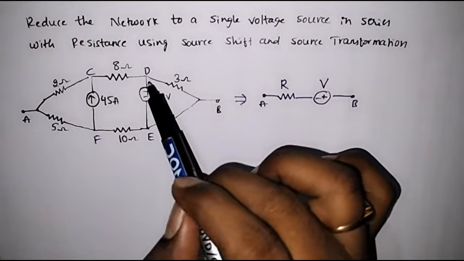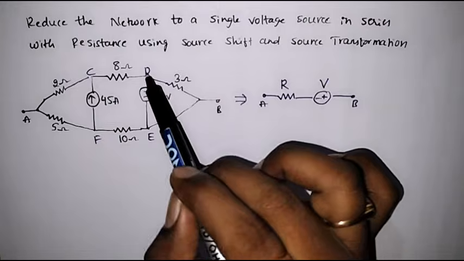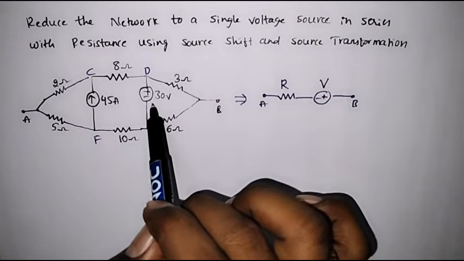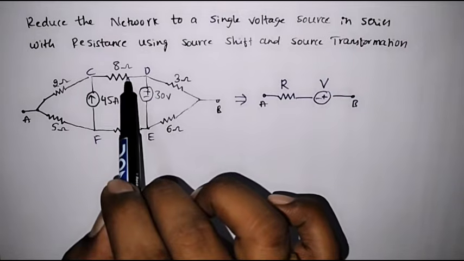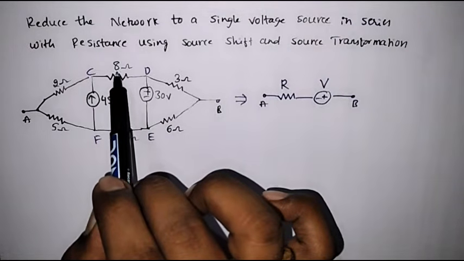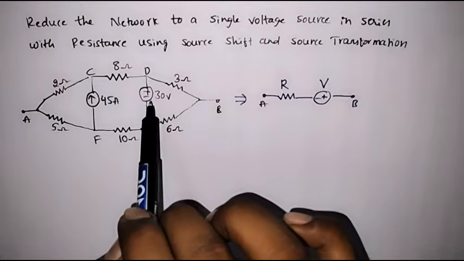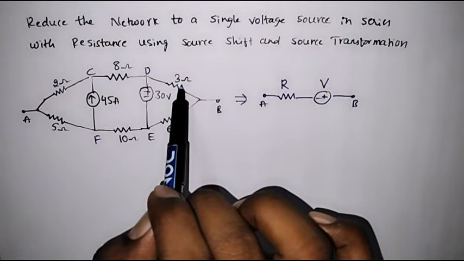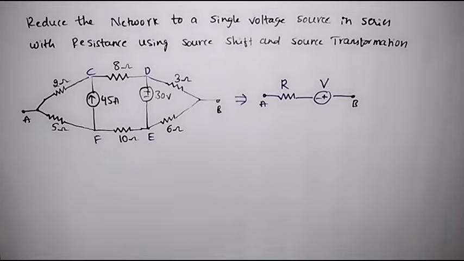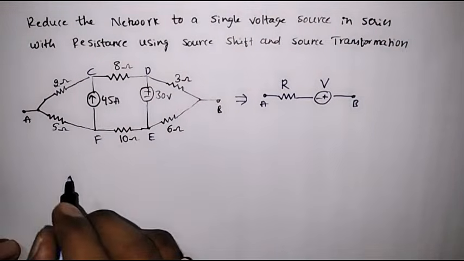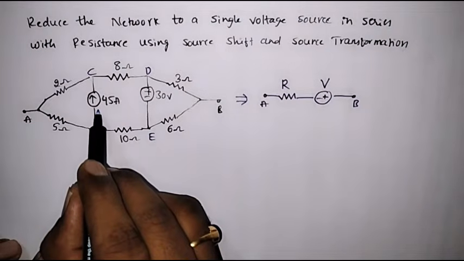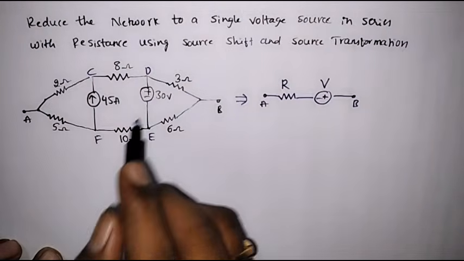Similarly, there is a voltage source connected between terminal D and E. I will apply source shifting here. After shifting, the voltage source will come in series with the 8 ohm resistor between branch C and D, and the same voltage source will come in series with the 3 ohm resistor between branch D and B. Now I will redraw the circuit by applying source shifting, current shifting and here voltage shifting.